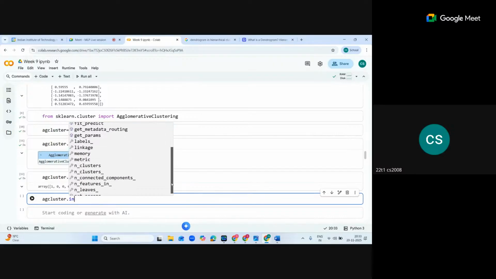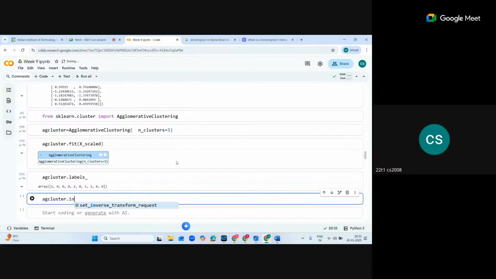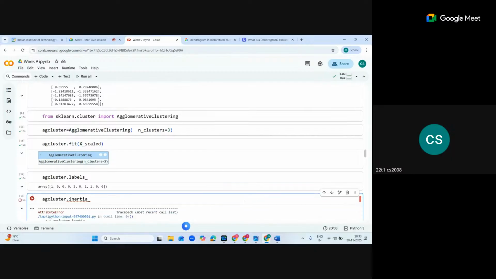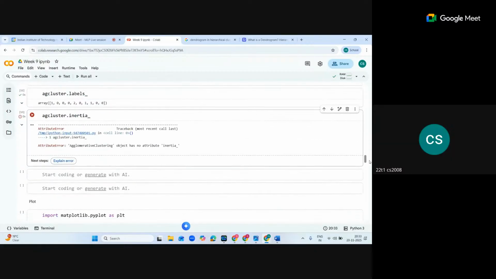Inertia is not there for this. Okay, so inertia is not this. I think we have to do silhouette score to see the measures. Inertia is not available for this one. Or is it available? Check again. Yeah, it's not available. So we don't have an inertia measure here. So we can do silhouette after this, the other measure.